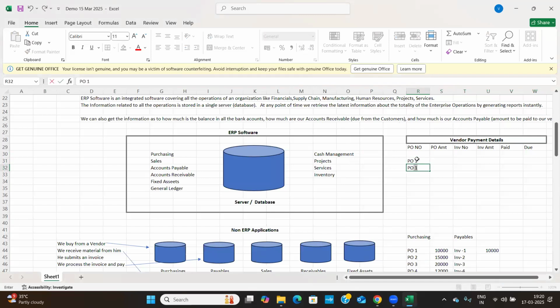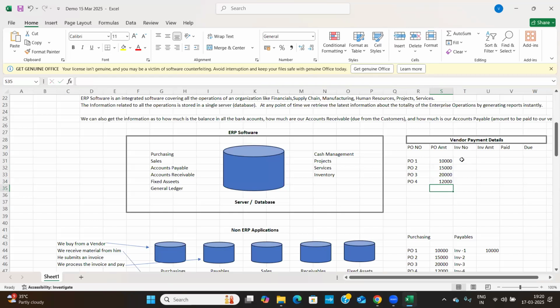PO number 1, PO 1, PO 2, PO 3, PO 4. Like this you have entered. So the purchase order amount is as entered, 10,000. We have got 15,000, 20,000, and here 12,000. Like this we have entered purchase orders.